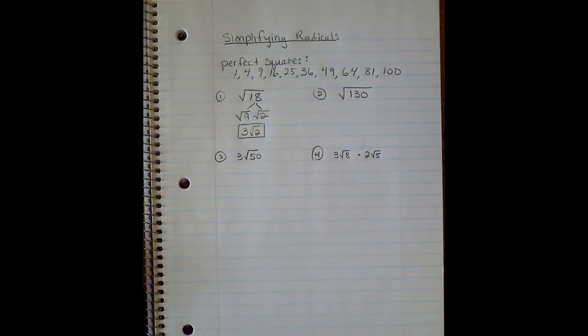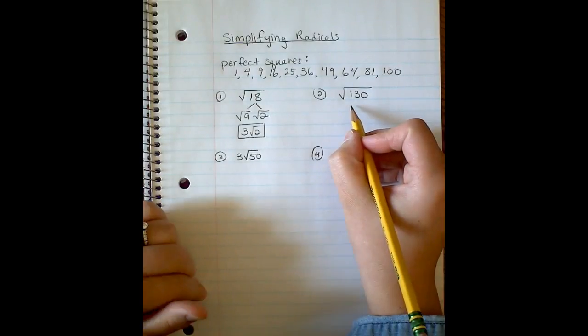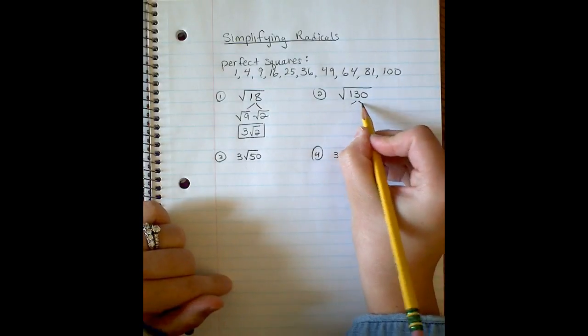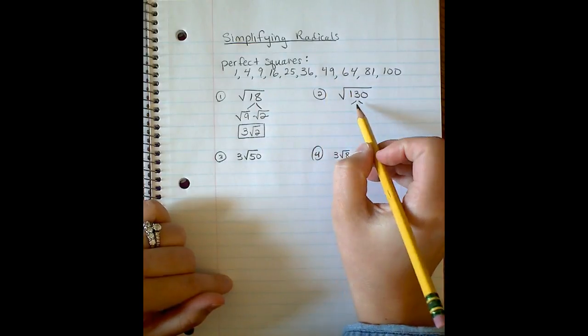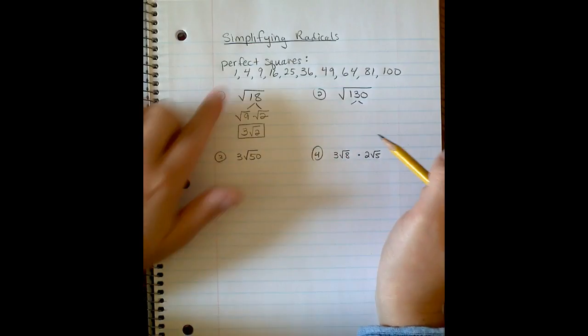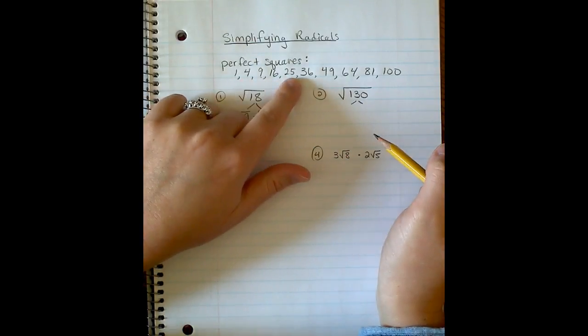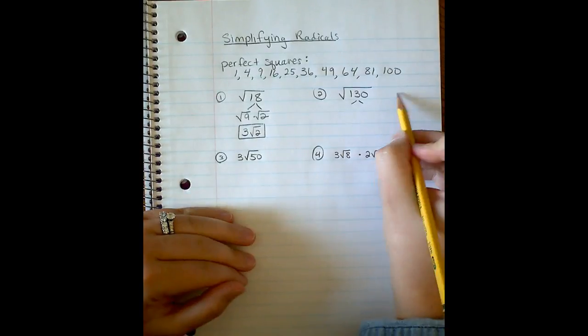Let's try a few more examples together. Example 2 says simplify the square root of 130. So again, you want to think of, out of all these perfect squares, do any of them go into 130, right? Right now I can't think of any numbers off the top of my head without using my calculator, so I can do a factor tree.